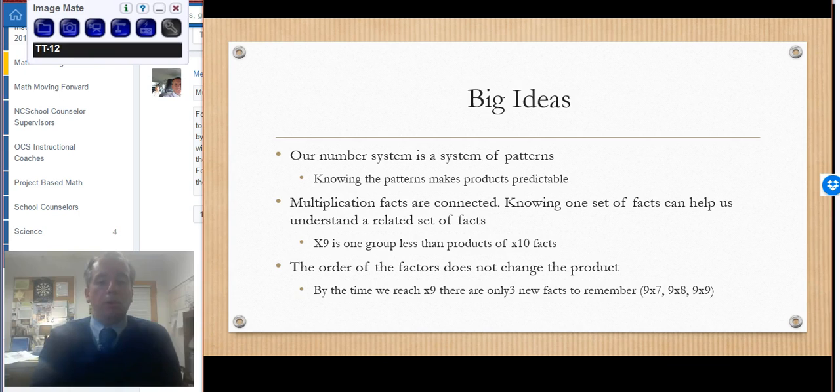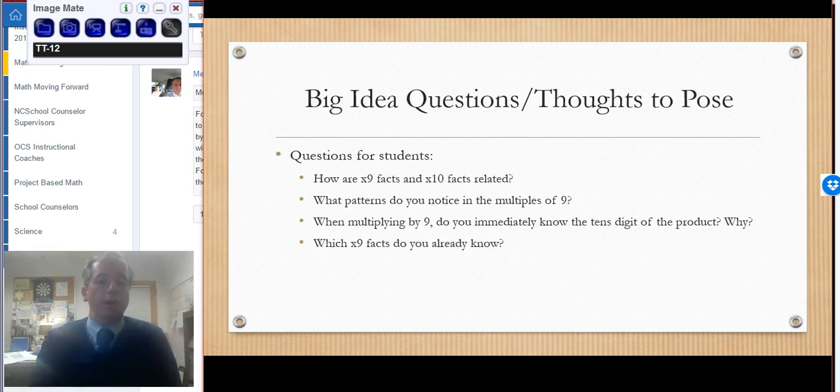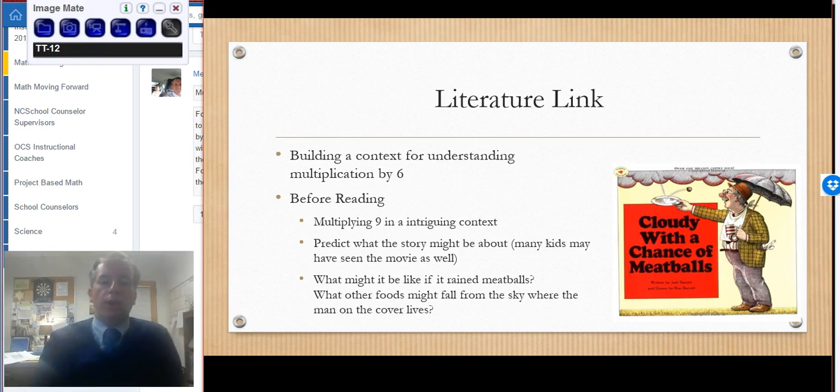And by the time we reach our 9s facts, there's really only 3 new 9s, and those would be 9 times 7, 9 times 8, and 9 times 9. The questions, just as we've done with every other section, we would be looking at, well, how are 9s and 10s related? What patterns do we notice in our 9s? And when we're multiplying by 9, do we immediately know the tens digit of the product? So if I'm taking 9 times 8, do I immediately know that tens digit is a 7, and why? And then which facts of the 9s do we already know?